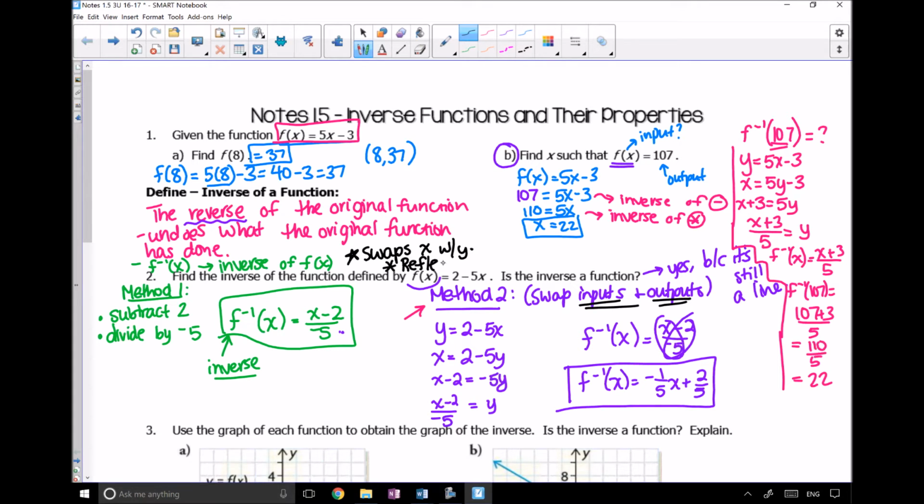getting a reflection in the line y equals x. And again, the line y equals x is essentially saying change your x with your y. They're allowed to be interchangeable. And I'll explain to you what I mean by that graphically.